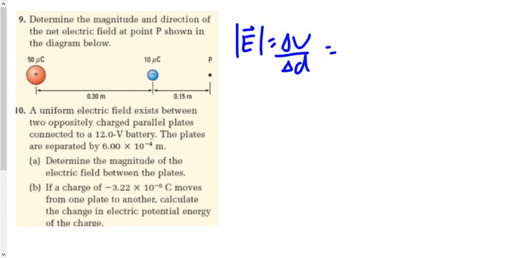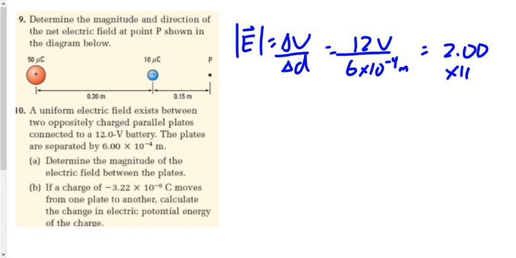This is relatively straightforward. Question A: we say 12 volts divided by 6 times 10 to the minus 4 meters, which gives me 2.00 times 10 to the 4. What units do you want to use there? Shirley, what units do you want to use there? You can say volts per meter, sure. Or what's the other set of units you could use there, Kathleen? Newtons per coulomb. Either one works there. Usually volts per meter is probably the one we'd use there because of the equation, though.